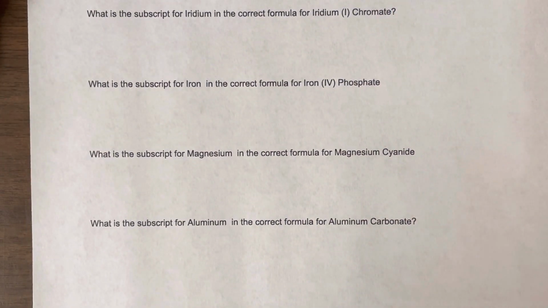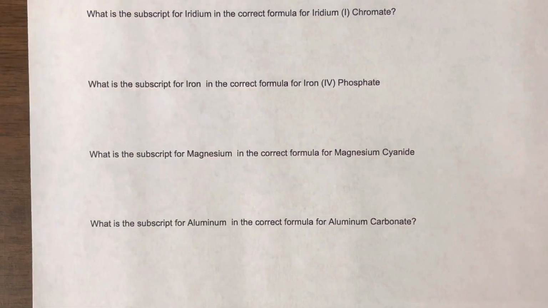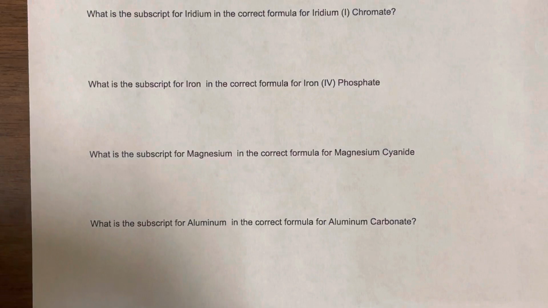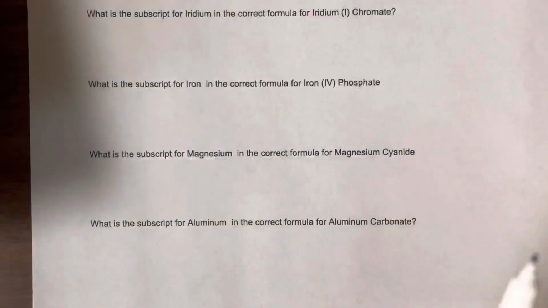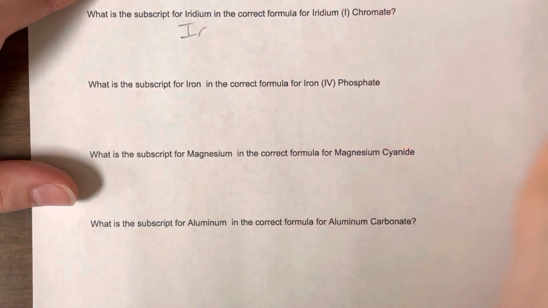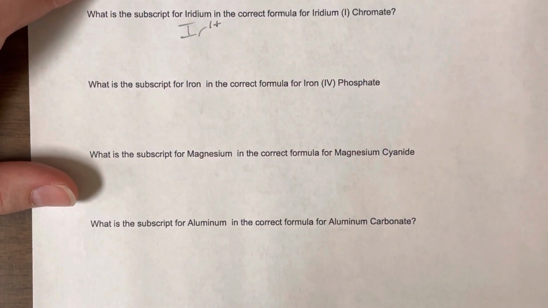What is the subscript for iridium in the correct formula for iridium-1 chromate? So to find the subscript for iridium, I need to find the formula. So I'm going to go ahead and get started on that. I need to find the element symbol for iridium. Iridium is element symbol Ir. It is in the transition metal block, which I got a clue for because I was given an oxidation state. So iridium-1 means that I'm going to have a charge of +1.